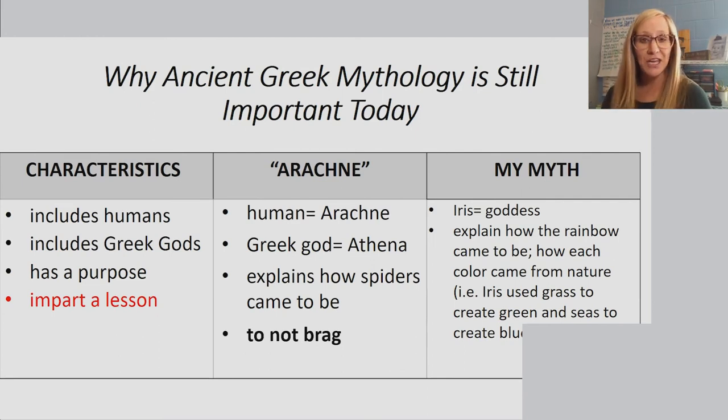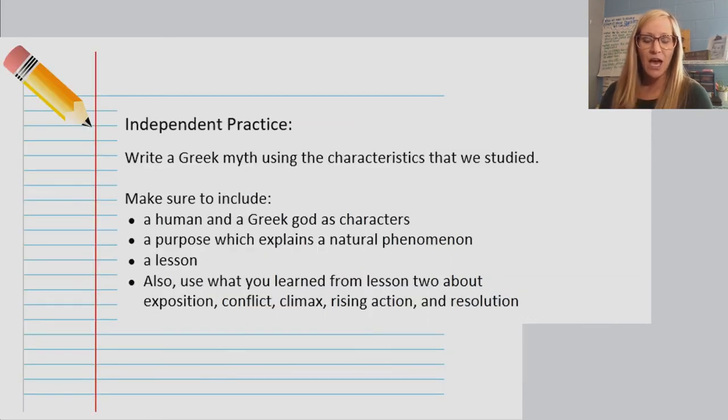I'm about to read your independent practice for today, so be sure to write down the task. I will read it twice. Again, you are going to write a Greek myth using the characteristics that we studied. Be sure to include a human and a Greek goddess characters, a purpose which explains a natural phenomenon, a lesson, and then of course use what you learned in lesson 2 of this week about exposition, conflict, climax, rising action, and resolution.